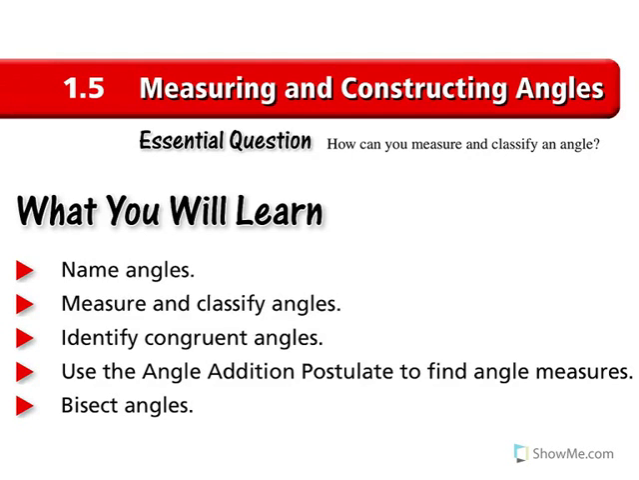This lesson is 1.5, Measuring and Constructing Angles. We're going to be looking at how we measure and how we classify an angle. We're going to be talking about how to look at congruent angles. We'll also introduce the angle addition postulate, and then we'll also look at what it looks like to bisect an angle. Remember, the word bisect means cuts in half. So that's what we will be covering.